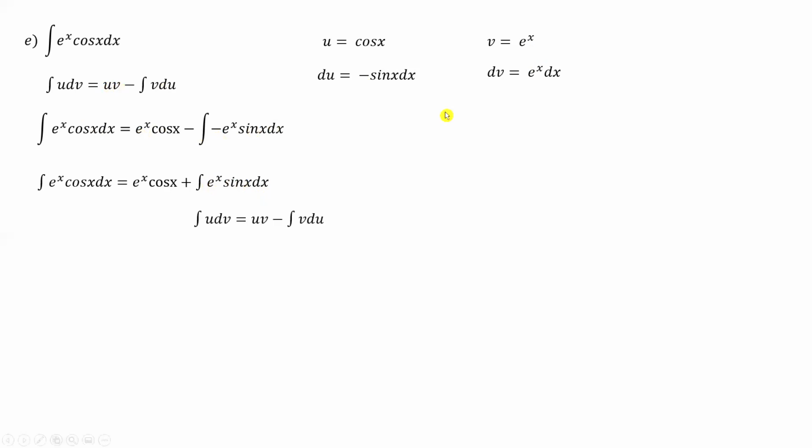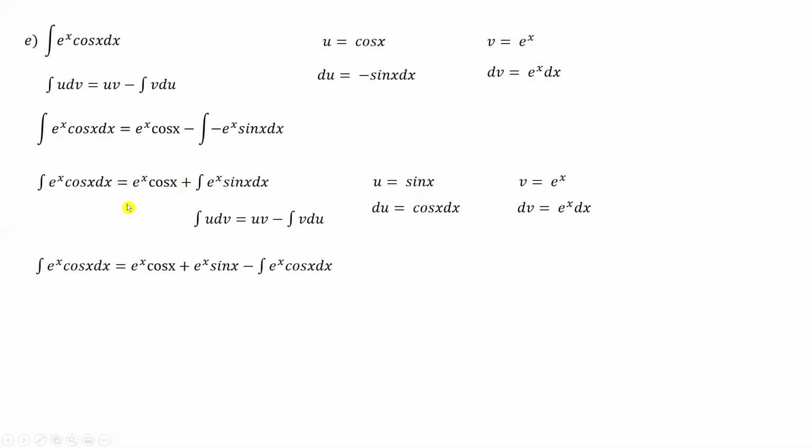Now, when you do this again, same warning as last time: whatever you did last time, do it again. If u was trig and v was e, do that again. So u is the trig part, dv is the e to the x. Derivative of sine is cos, integral of e to the x is e to the x. This one should be a little bit easier to follow because we don't have a minus sign. So we'll keep the e to the x cos x, we'll add, and then this integral is getting replaced with uv minus integral of v du.